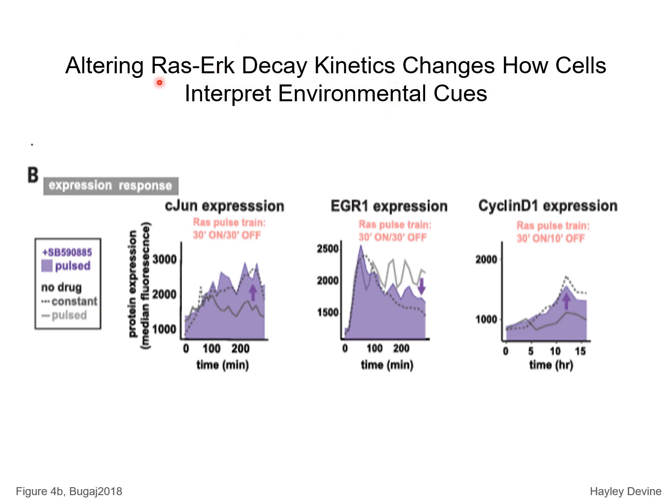So overall, normally cells distinguish between transient and sustained signals, regulating gene expression accordingly. So when the RAS-ERK kinetics are extended, this distinction is lost. So the pulse inputs falsely trigger sustained gene expression, which could potentially lead to atypical cell behavior.